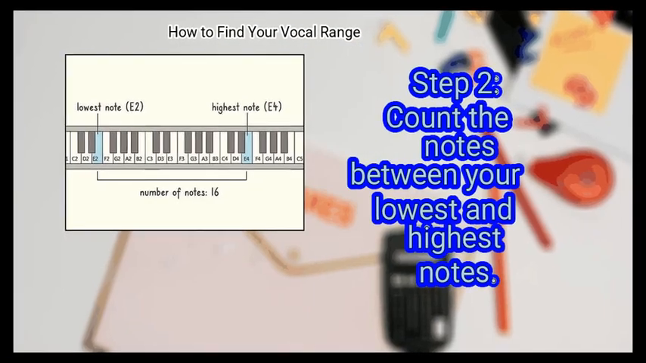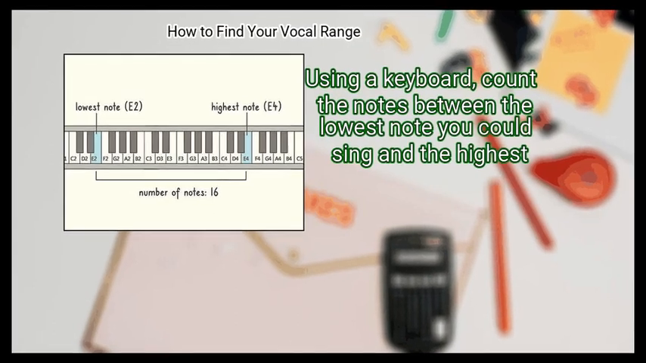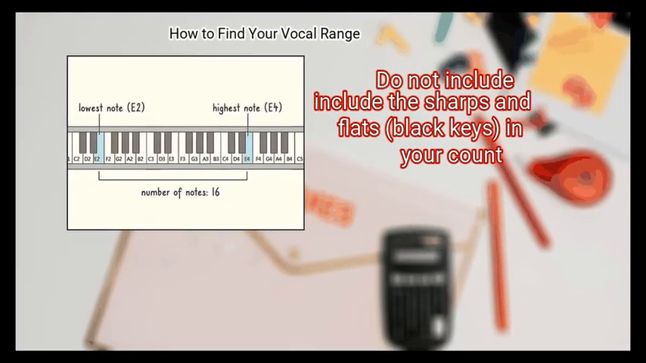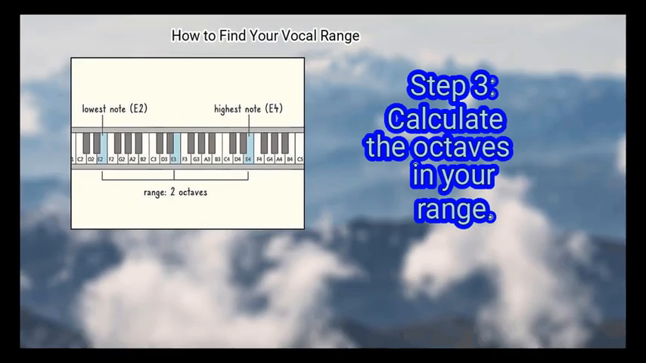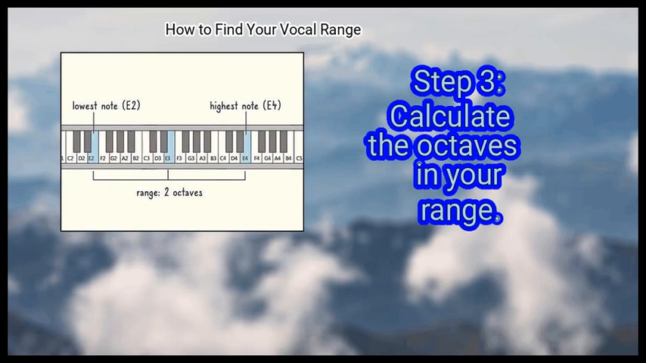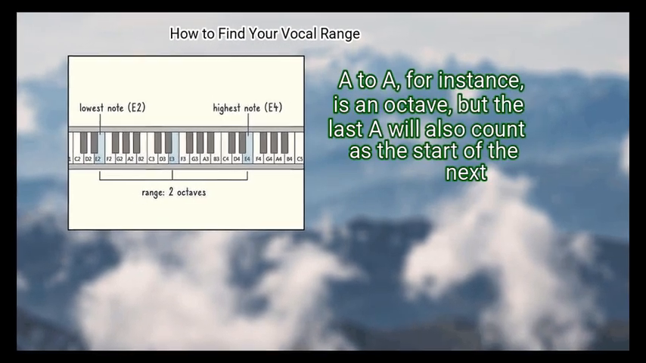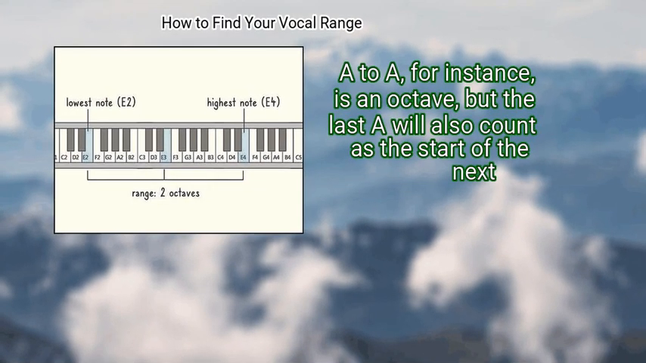Step 2. Count the notes between your lowest and highest notes. Using a keyboard, count the notes between the lowest note you could sing and the highest. Do not include the sharps and flats, black keys, in your count. Step 3. Calculate the octaves in your range. Every 8 notes is 1 octave. A to A, for instance, is an octave, but the last A will also count as the start of the next.